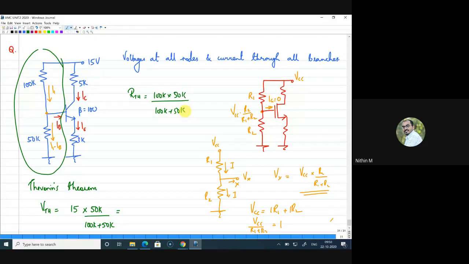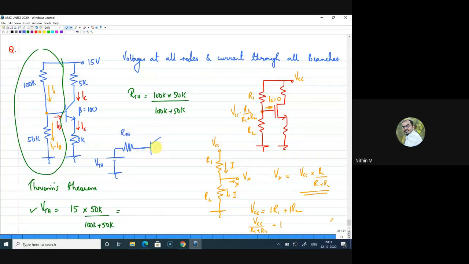Right. So the base side, or the input side, will be transformed using Thevenin's theorem. When I say it is transformed using Thevenin's theorem, I will find the equivalent Thevenin voltage and equivalent Thevenin resistance, and then I will redraw the circuit. So how will I redraw the circuit? Now I have a Thevenin voltage VTH and a resistance here which is RTH.